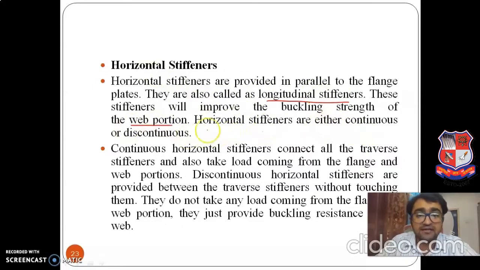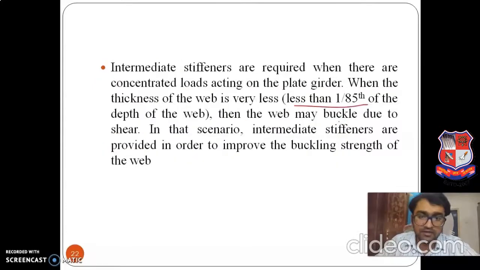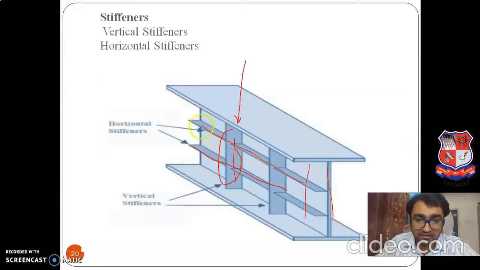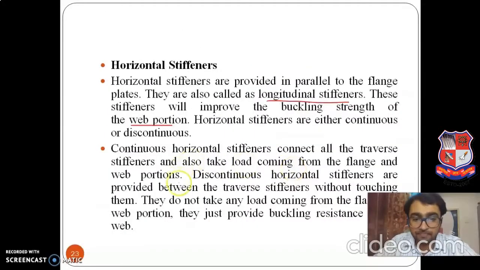Horizontal stiffeners are either continuous or discontinuous. What do you mean by continuous? A horizontal stiffener may be continuous from end to end, connecting all the transverse stiffeners and taking load coming from the flange and web portions. Discontinuous horizontal stiffeners are provided between the transverse stiffeners without touching them. They do not take any load coming from the flange or web portion. They just provide buckling resistance to the web.